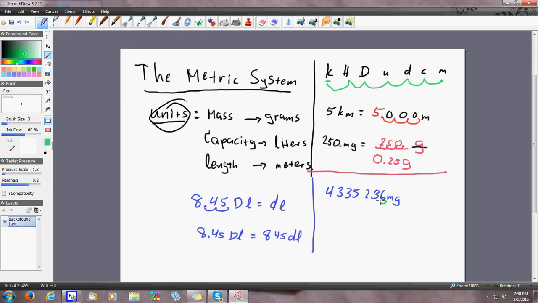I need to move this over. 1, 2, 3, 4, 5, 6. So that's going to be equal to 4.335236 kilograms. And that's it.